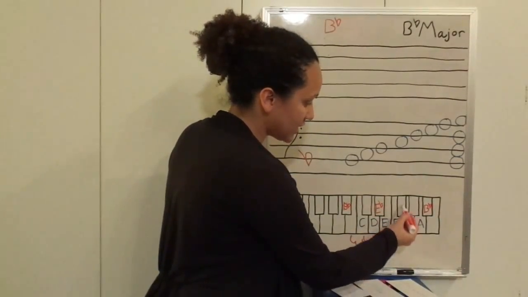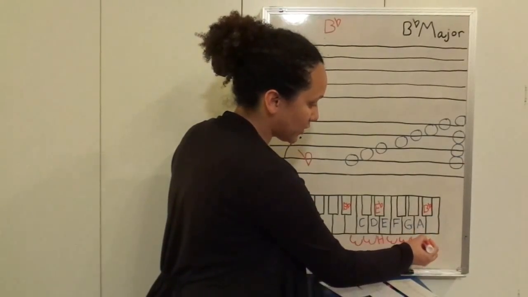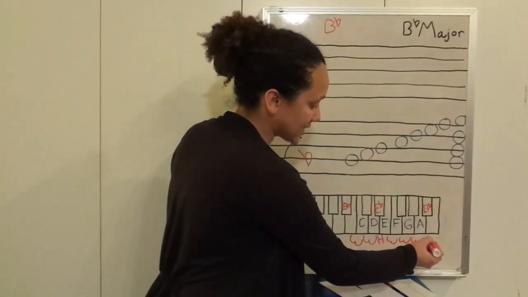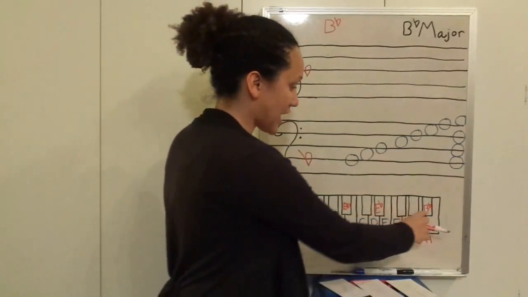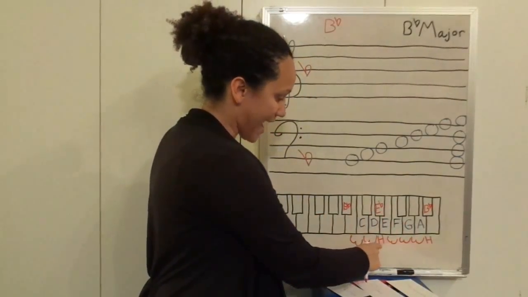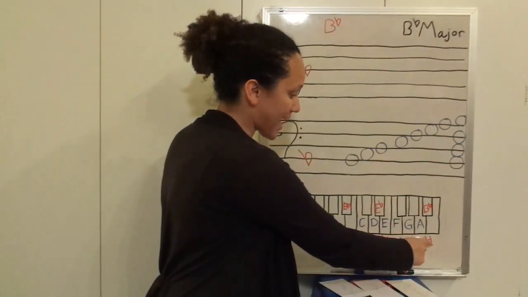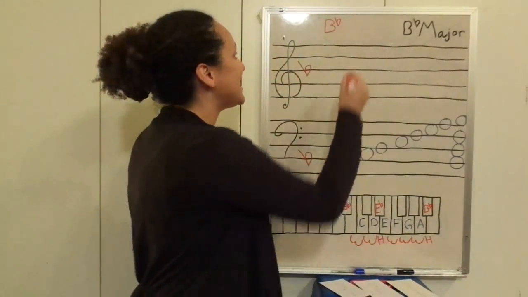F to G, note in between, whole step. G to A, note in between, whole step. And A to B flat, because the B is already flat. You have to flat the B at the start and at the end, and that gives us the half step. Whole step, half step, whole step, half step. And now we have our second flat, E flat.